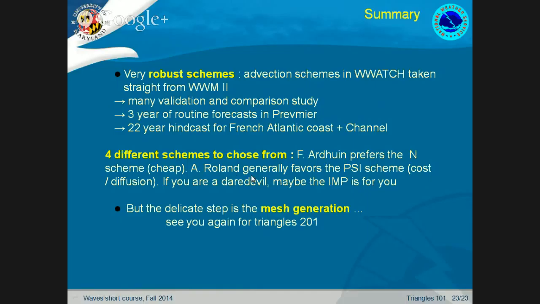Aaron Roland, I think in general, uses the PSI scheme because it's a good trade-off between cost and diffusion. And you may want to run with the implicit scheme. I don't know. Personally, I try to avoid it just because we don't control the error so well. And then what I will show you is how to actually make this mesh. And I'll just go with that now.